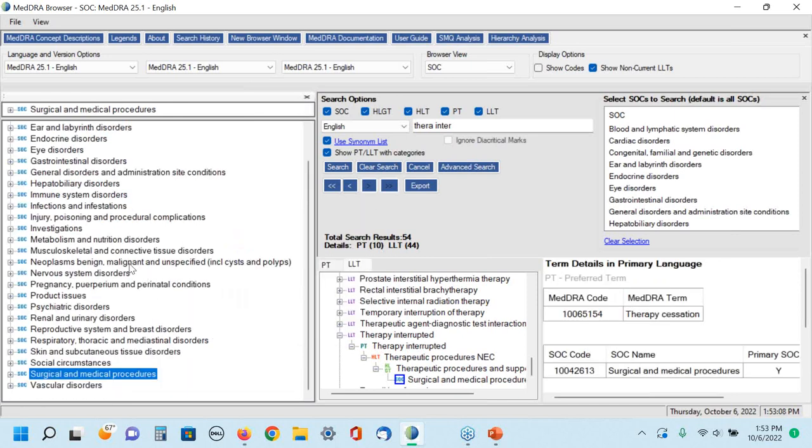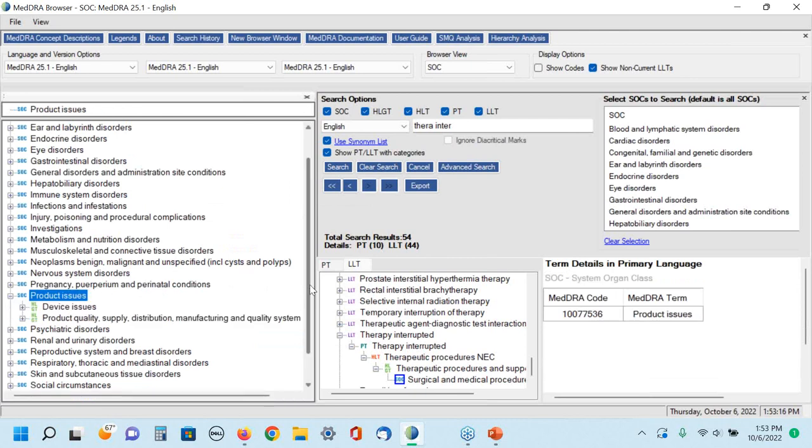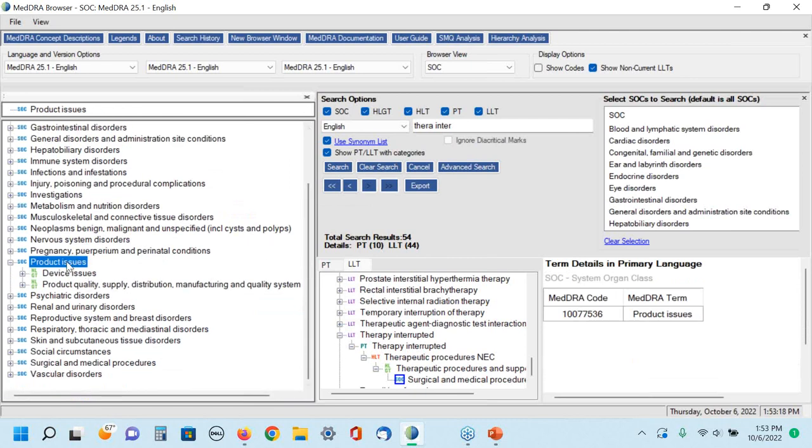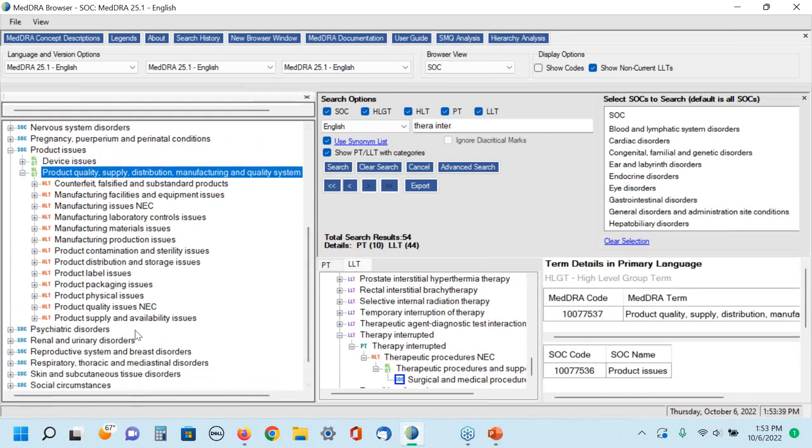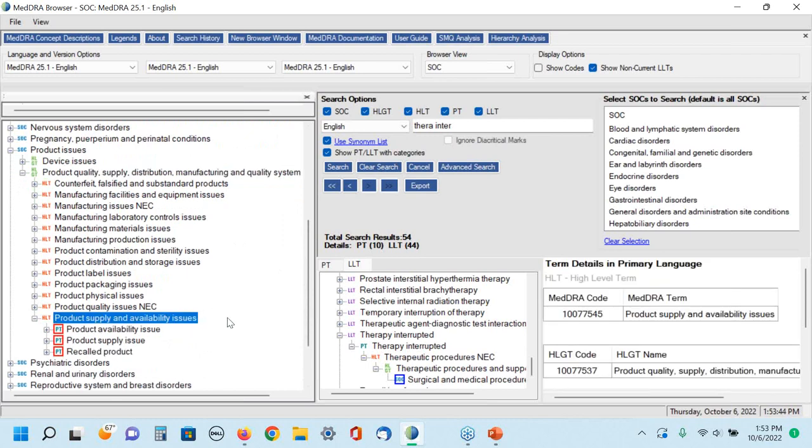The other one, though, is an issue not with medication error again, but with a product. It's a product issue. And I'm going to look to see what's available in the SOC for product issues. And I have devices and products. So I'm going to go under that HLGT. And now the question becomes, what kinds of clues do I see here that are going to help me? So the first thing is I need to start looking at these HLTs and see if I see one that looks like it could help me. And here at the bottom is product supply and availability issues. And I'm going to open that one up.